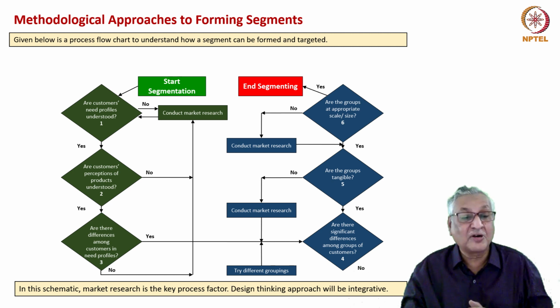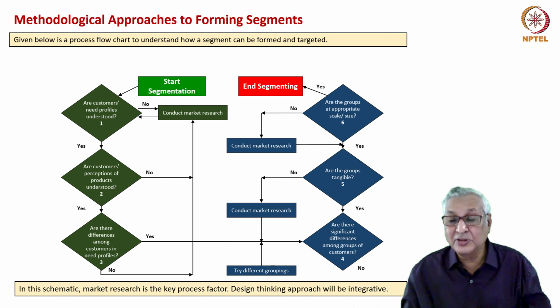Are customers' perception of products understood? That is, have we understood what really the customers need? No? Then you go to market research. Why this dilemma occurs? Because no market research in the beginning is completely comprehensive. So we got to conduct market research also in layers, at times sequentially as well. Are there differences among customers in need profiles? Do we understand completely? Then you go to the fourth stage. If you don't, you have to again look at the market research. Then when you go to the fourth stage, you look at different groupings.